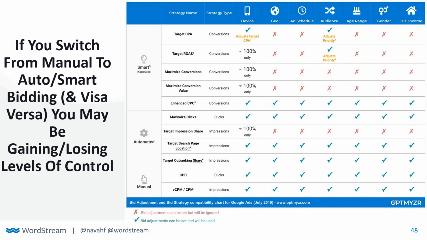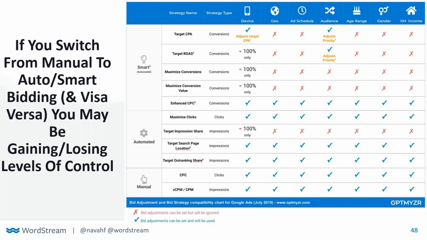Because if you did start on manual and you switch to automation, you may actually jack up your target CPA. You may adjust the priority by switching to an automated bidding strategy. Vice versa, you may have delegated managing the devices, the audiences, all of these levers that you normally would have under manual, and you may not yet know to go for it.